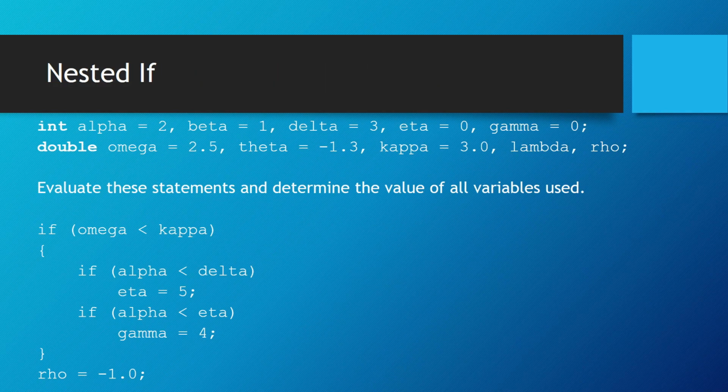First, we have the declarations of several variables. Then, we are asked to evaluate these statements and determine the value of all variables used. If omega is less than kappa, then if alpha is less than delta, eta is assigned the value 5. If alpha is less than eta, gamma is assigned the value 4. Rho is assigned the value -1.0.